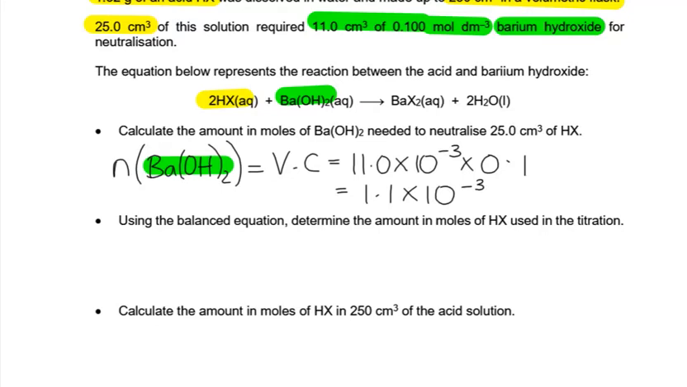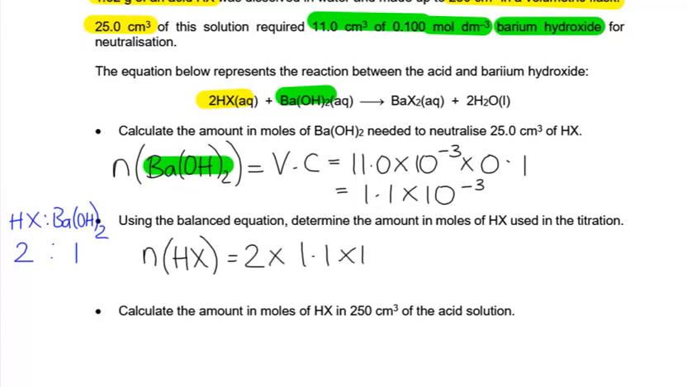Now we're going to use our balanced equation and our ratio between HX and barium hydroxide. For every 2 HX, there's 1 barium hydroxide. So the number of moles of HX is 2 times the number of moles of barium hydroxide. Always use the balanced equation in your second step.